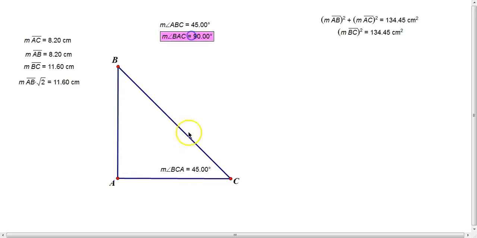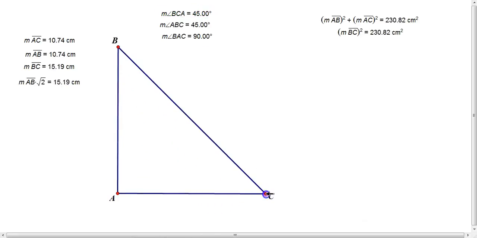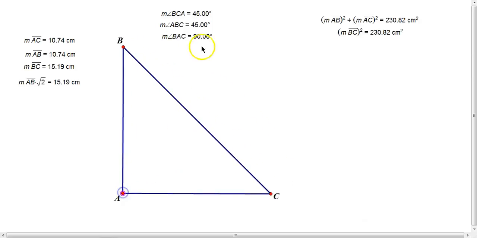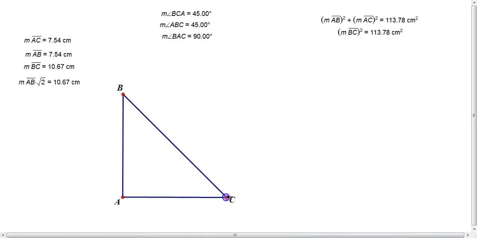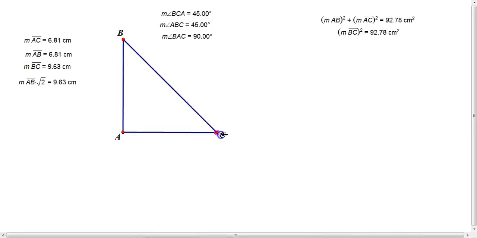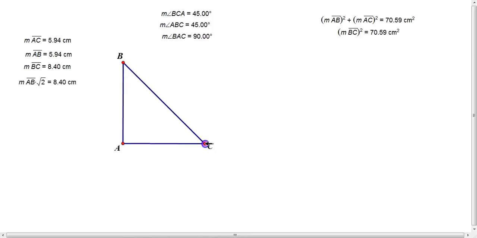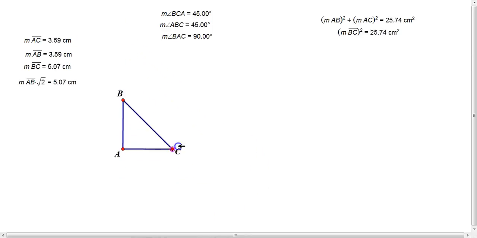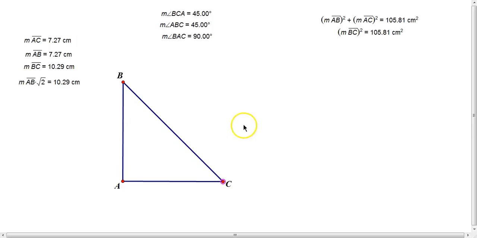And you'll notice here that if I manipulate this triangle, make it smaller or bigger, notice that these three values will always stay the same. So as I move this around, you'll notice that the angle measures stay the same, that this will always be a 45, 45, 90 triangle. So the side lengths change, but the angles don't. So now we're going to focus on those side lengths here.